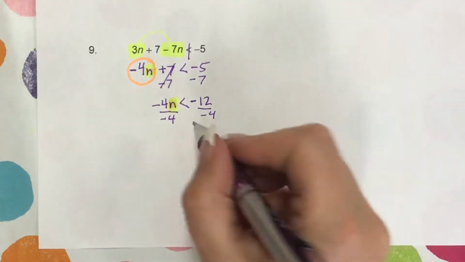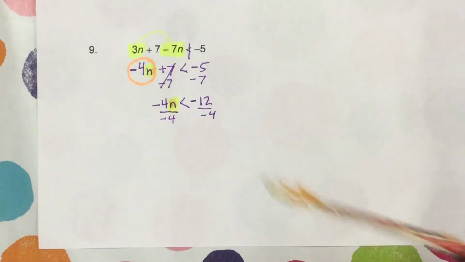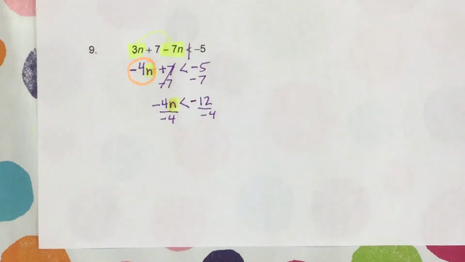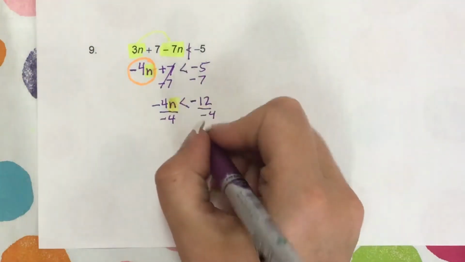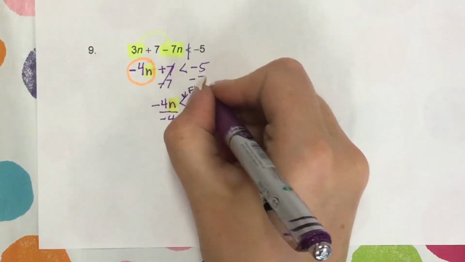So when we did that, wait, hold up. Did we just divide both sides by a negative number? Yes, we did. We just divided both sides by a negative number. Well, what does that mean? We need to flip that sign. So we need to go ahead and flip it. We've got to flip that sign.